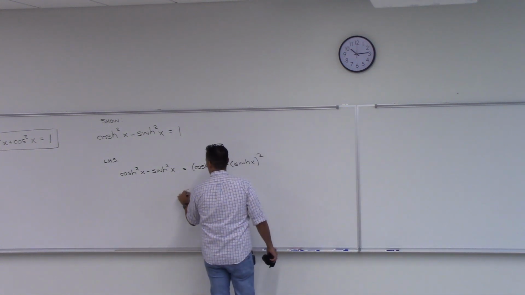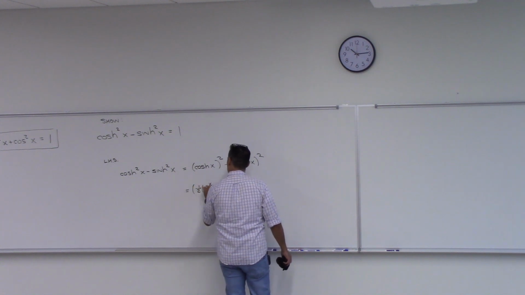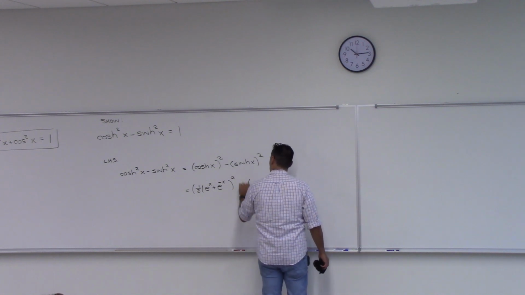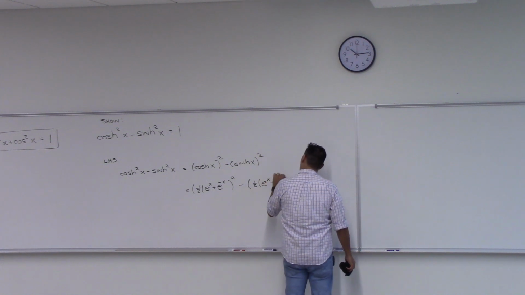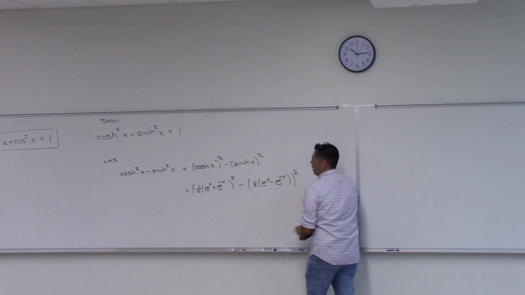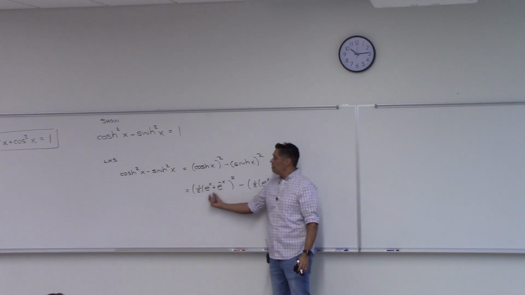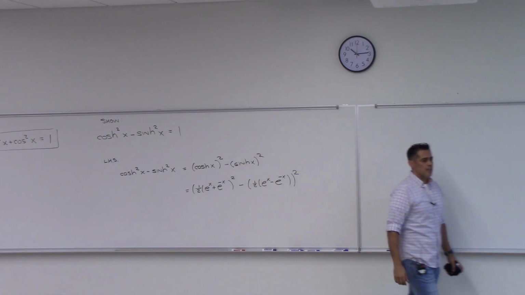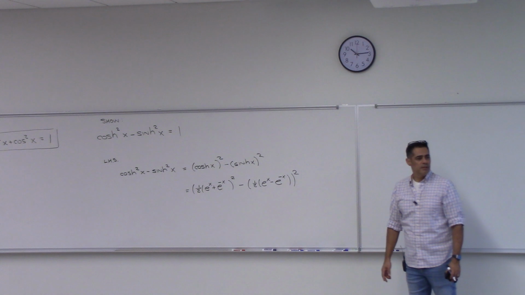And now I replace each of these with what they are. All I did here is replace cosine hyperbolic of x with what it is by definition, and replace sine hyperbolic x with what it is by definition. And now I still have to square those. No one has a question?